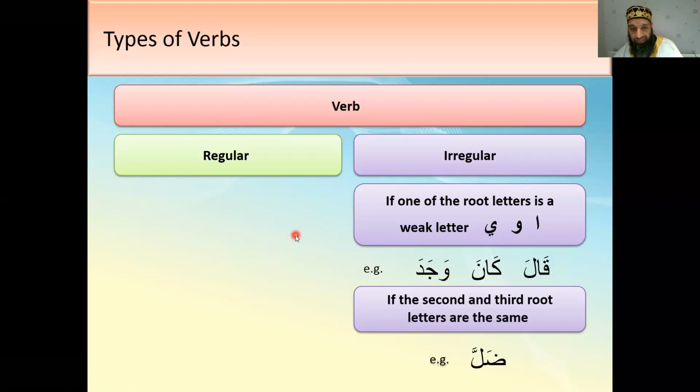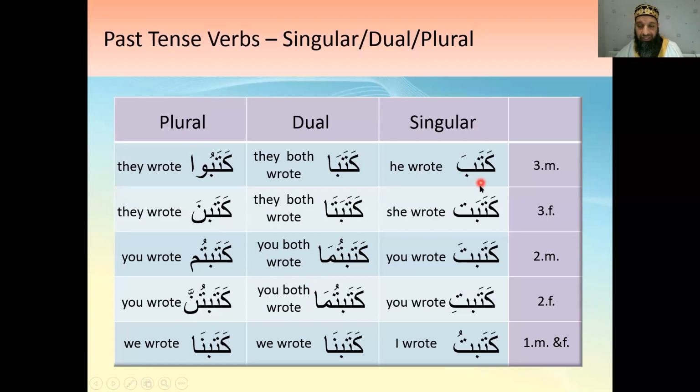And everything else is a regular verb. So ja'ala is regular. Alima is a normal verb. Kataba is a normal verb because it doesn't have alif, waw, ya in there, and the second and the third root letters are not the same. The reason why we did this is because this is the normal pattern. This table that we've just done is the pattern for the regular verbs.